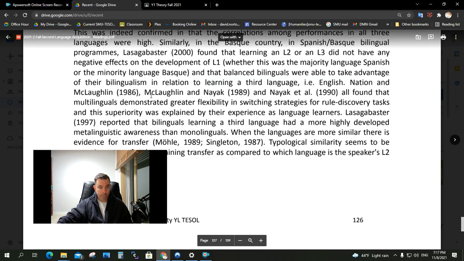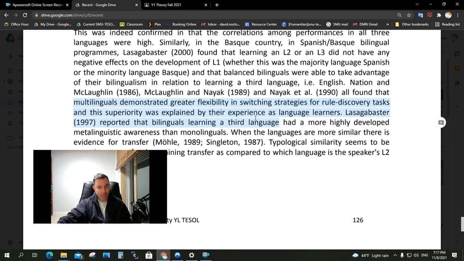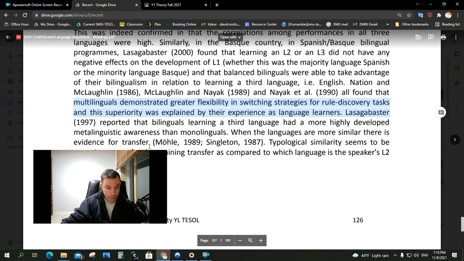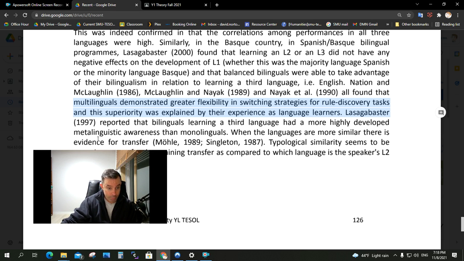Okay. Nation and McLaughlin and Nayak et al. found that multilinguals demonstrated greater flexibility in switching strategies for rule discovery tasks. And this superiority was explained by their experience as language learners. Switching strategies for rule discovery tasks. What that sounds like to me is that it's some kind of inductive task they have them do. They expose them to a number of examples of a new grammar, for example, in use, and they have to determine the rule for themselves. Well, they switch between strategies pretty well because of their experience as language learners, right? If that's your first time doing a language task, you're probably not going to have many strategies, right?